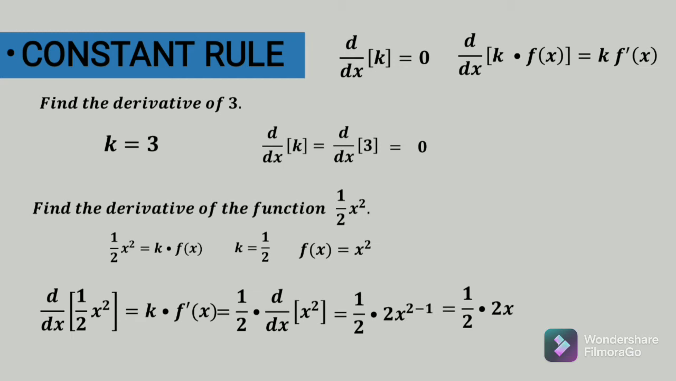So 1/2 times 2x is equal to 2x over 2. So 2x over 2 is equal to x. So the answer in our second problem is x. Now let's do the power rule.